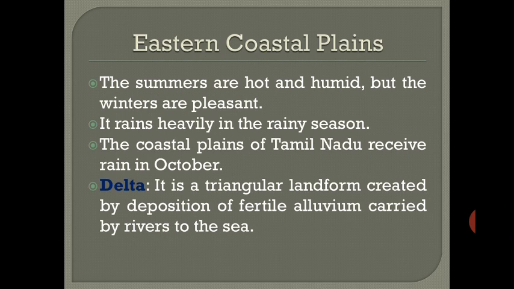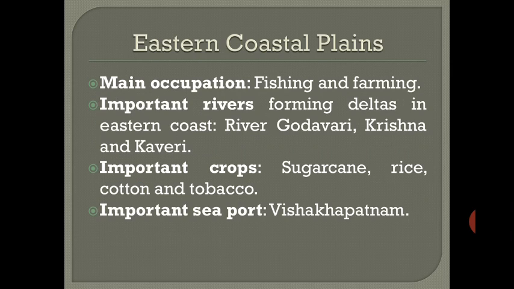It is a triangular landform created by deposition of fertile alluvium carried by rivers to the sea. Main occupations: fishing and farming. Important rivers form deltas on the eastern coast.